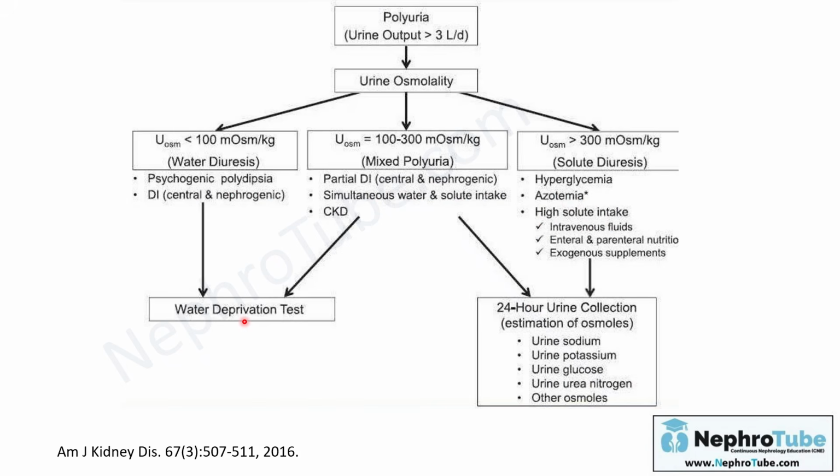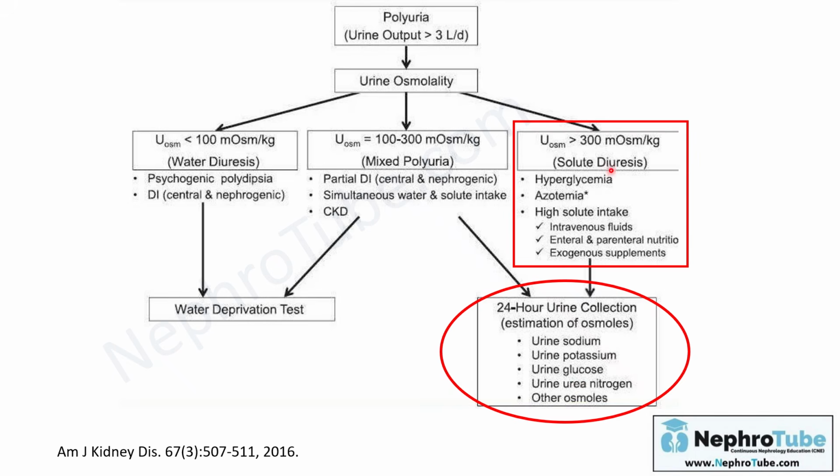So we have to do the water deprivation test, and you can now use the copeptin level regarding 24-hour urine collection. How do we do it and how do we approach it? For sure, we will do this to diagnose if the patient has solute diuresis or mixed diuresis. We have to do this in solute diuresis and mixed polyuria too. Okay, how do we calculate the osmoles secretion?